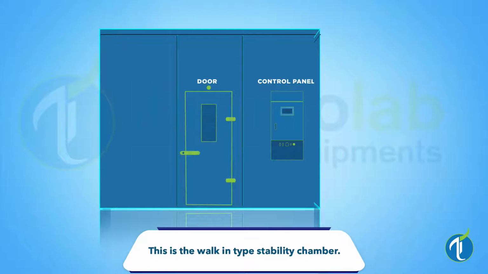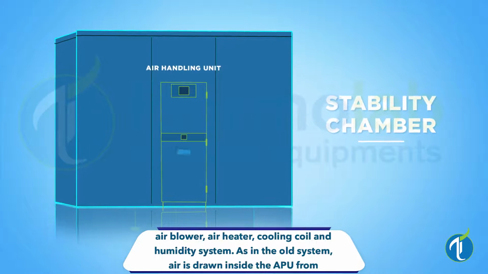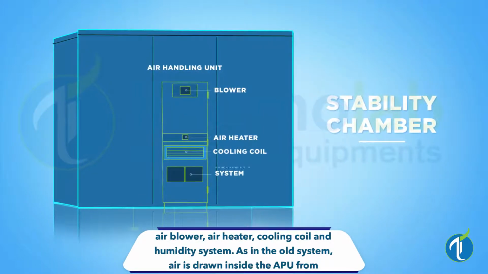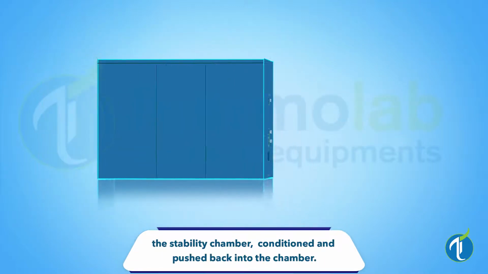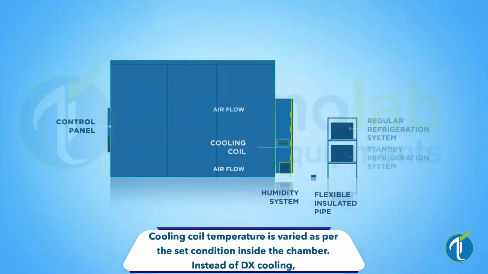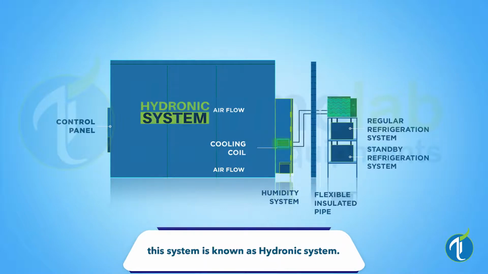This is the walk-in type stability chamber. This is an air handling unit in the back side of the chamber consisting of a blower, an air heater, a cooling coil, and a humidity system. Same as earlier, air is drawn inside the conditioning unit, conditioned, and thrown out. We control the temperature of the chamber with the help of a chilled water refrigerator system, known as the hydronic system.